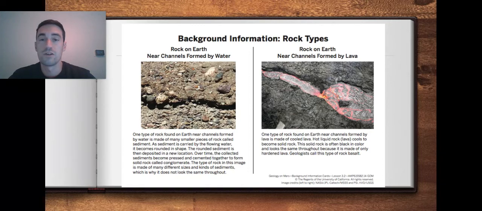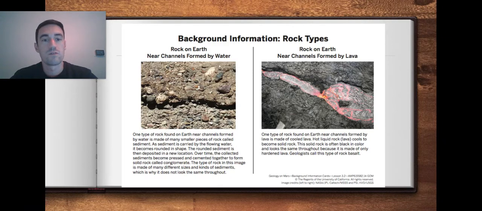One type of rock found on Earth near channels formed by water is made of many smaller pieces of rock called sediments. As sediment is carried by the flowing water, it becomes round in shape. The rounded sediment is then deposited in a new location. Over time, the collected sediments become pressed and cemented together to form solid rock called conglomerate. The type of rock in this image is made of many different sizes and kinds of sediments, which is why it does not look the same throughout.